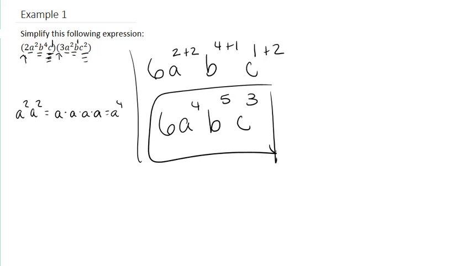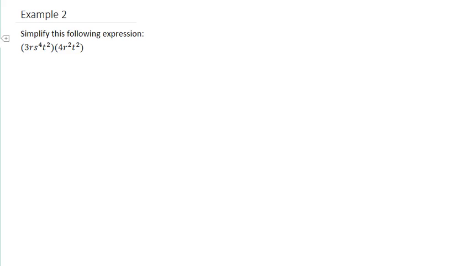So let's do another example. Simplify the following expression. So once again, we can multiply our numbers together. So we have 3 times 4, which is equal to 12. Next, we have an r here and an r here. Now this first r doesn't have an exponent, so we can assume it's 1. So we have r to the 1 power plus 2 from this second power.